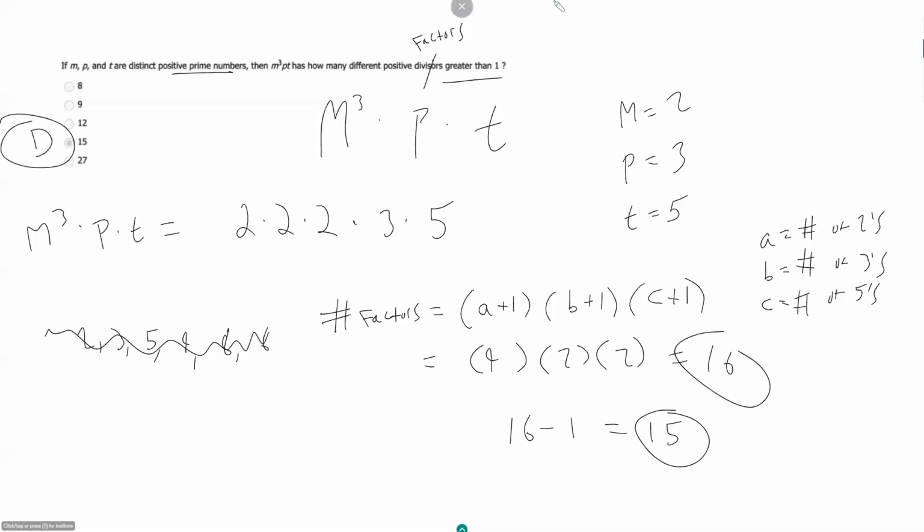Or you can try just writing them all out, and hopefully our answers are a little bit spread out. So once you're over 12, you could probably see that there's not enough to get you to 27. The answer's got to be D.